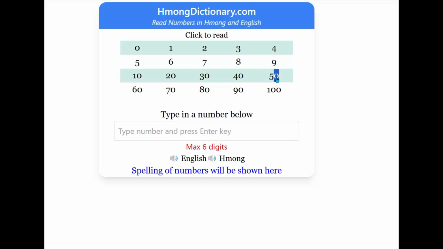And then 50, Xí Châu, and then 51, 52, all the way to 59. And then 60, 70, 80, 90, 100. Same thing. 100, 101, 102, 103, all the way to 109.